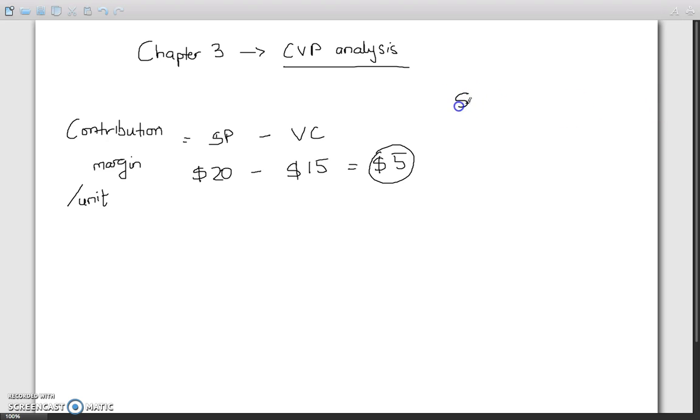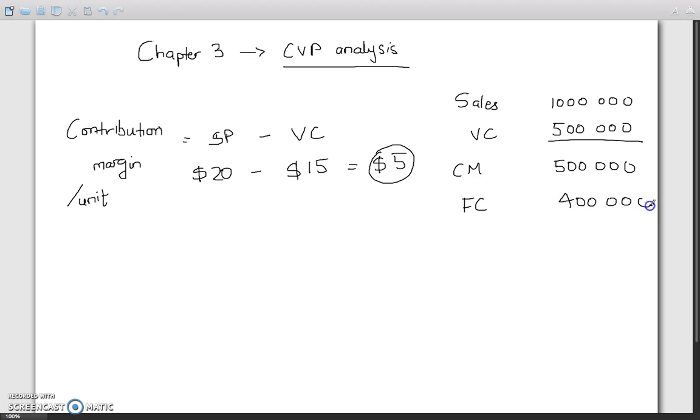All right, so I'm going to just make up an income statement and I'm going to show you what I mean. So in this case, sales are $1 million and your variable cost is 500,000, so your contribution margin is 500,000, right? So then if your fixed cost is 400,000, I'm left with a profit of 100,000. And do you see why? It's because my contribution margin exceeds my fixed costs by 100,000, right? For example, now if my fixed costs were 600,000, I would have a loss of 100,000, right?